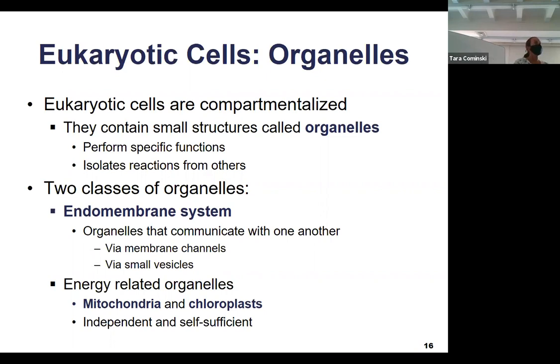Correct. ATP is produced in the mitochondria, okay? That's where energy is derived from in the cell. We call it the powerhouse of the cell. Energy is produced there. What about chloroplasts? So obviously chloroplasts are only in plant cells, right? Why do we consider them energy-related organelles? What happens inside the chloroplast?